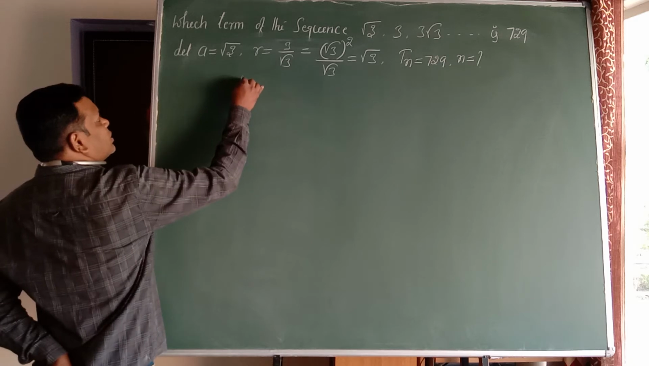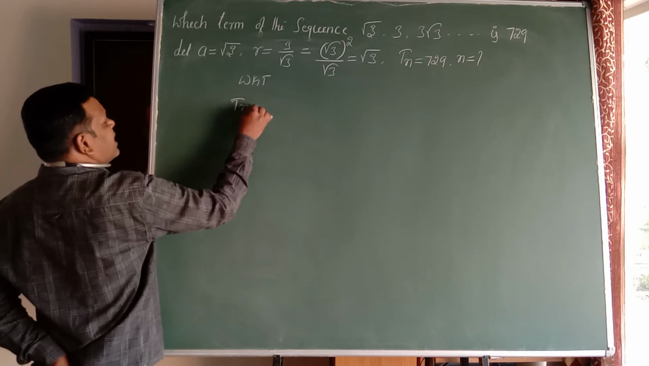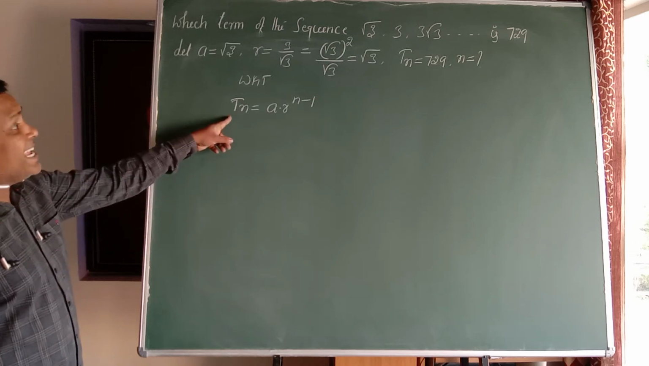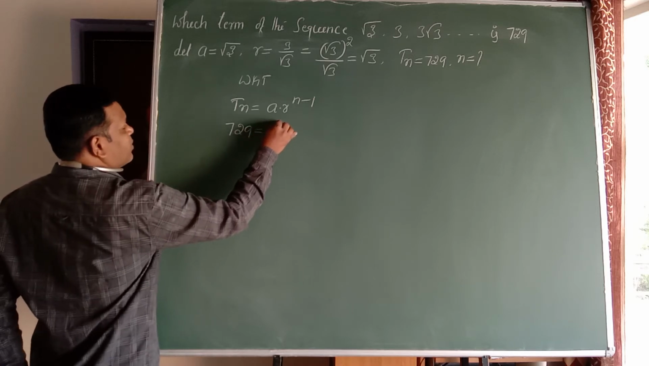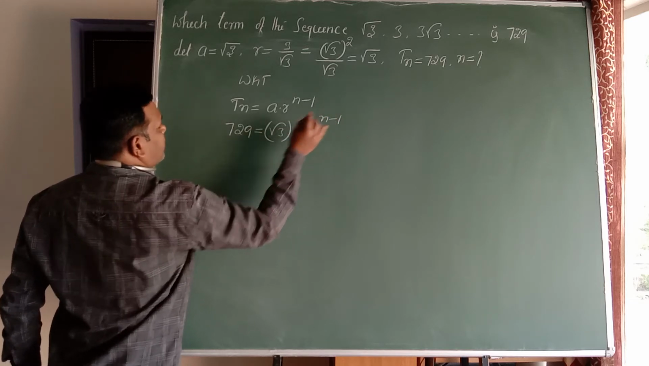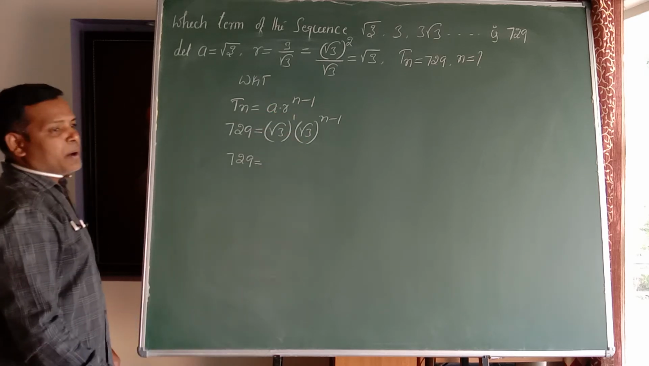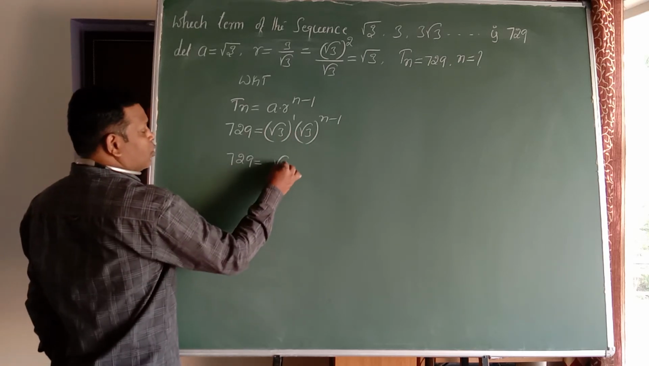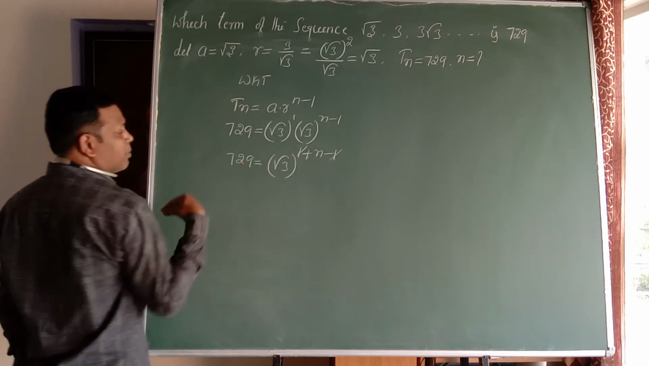So again we have the formula. Tn is equal to A into r power n minus 1. Tn, the nth term, they have given as 729. 729 is equal to A, which is root 3, into r, which is root 3, power n minus 1. Root 3 power is 1. Now here, when bases are same, powers can be added. Root 3 power 1 plus n minus 1. This plus 1 minus 1 gets cancelled.